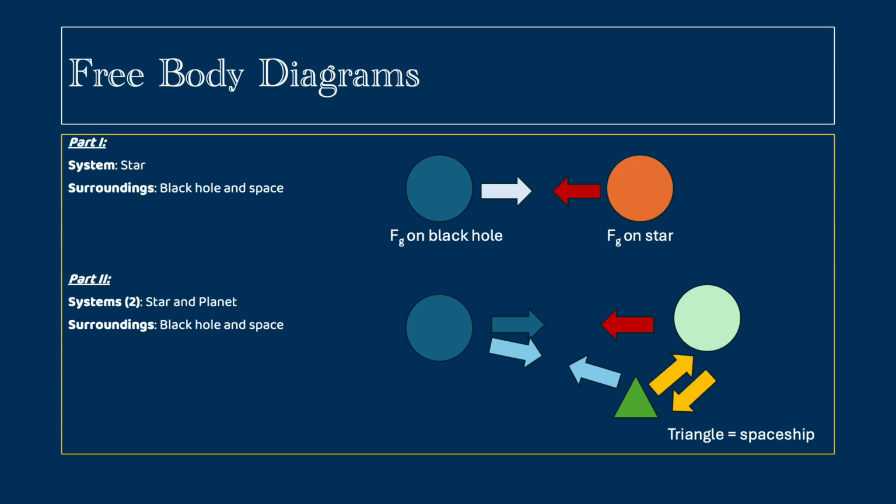So now we have the free body diagrams. The first part is, we talk about the system and the surroundings, where the system is the star and the surroundings is a black hole in space. So we see the forces that are being exerted by the black hole and by the star. And in the second part, we see that there are two systems, which is the star and the planet, and the surroundings, which is a black hole and space. And we see all the forces that are being exerted by each one of these components.